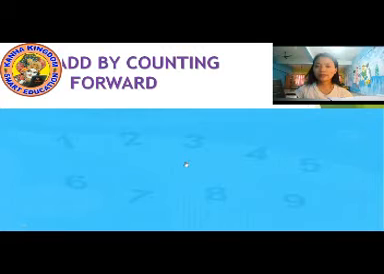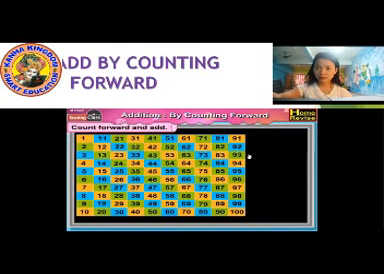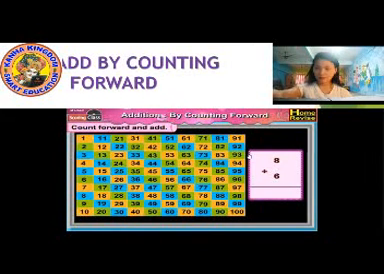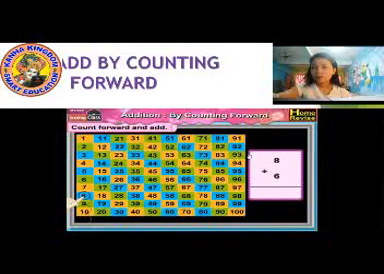Okay, let's add by counting forward through this video clip. Count forward and add. 8 plus 6 is equal to, now children, that would be 9, 10, 11, 12, 13, 14. 8 plus 6 is equal to 14.